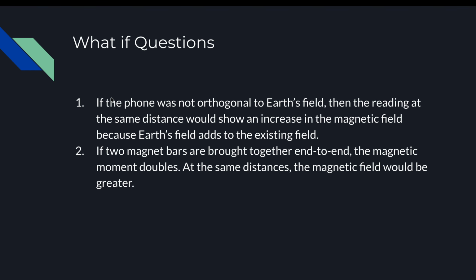What if questions? If the phone was not orthogonal to Earth's field, then the reading in the x component direction at the same distances would show an increase, because the Earth's field is going to add to the existing field. If two magnetic bars were brought together end to end, the magnetic moment doubles. So at the same distances, the magnetic field would be greater, and you can check this with the formulas given on the formula sheet. That was my presentation.